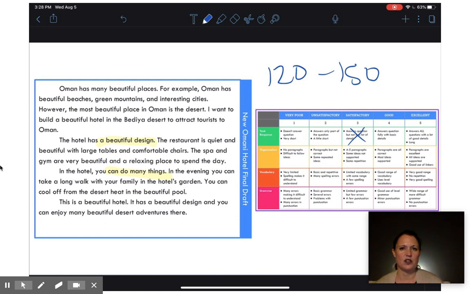What about organization? Do I have 4 paragraphs? I do. Do I have an introduction? Mm-hmm. Now, do I have a thesis statement? Not really. Remember, our thesis statement should give us the main idea of the whole essay, the main idea of each body paragraph. I don't really have that here. So that's one problem. What about my topic sentences? Well, I do have topic sentences, but again, they're kind of short, kind of simple.